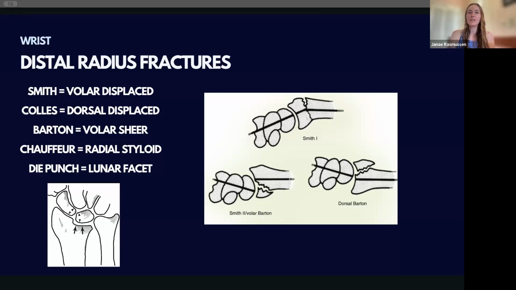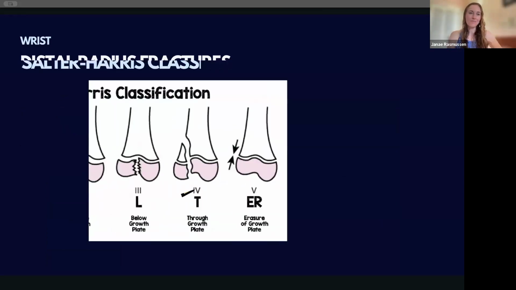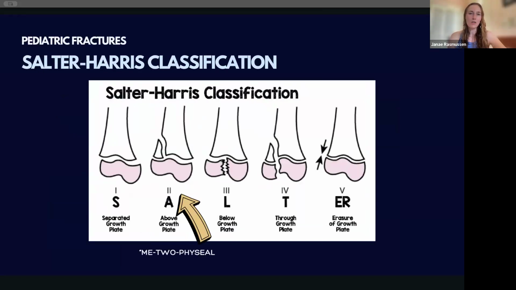And as a medical student, even if you know all of these, but act unprofessionally, you're not doing yourself any service. And so lastly, I just want to quickly highlight pediatric fractures.